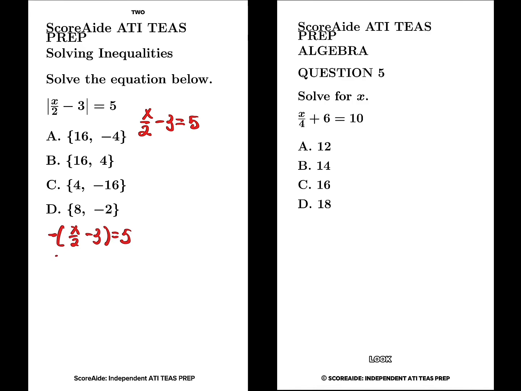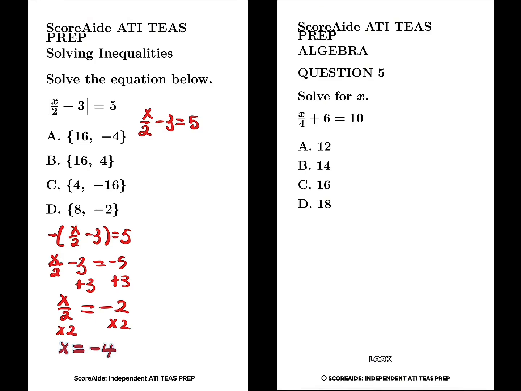So we can rearrange these two. x over 2 minus 3 is equal to negative 5. So in this case, we will add 3 to both sides of the equation, and we will have x over 2 is equal to negative 5 plus 3, which is going to give us negative 2. Now we are going to multiply both sides of the equation by 2, because x is divided by 2, the opposite of that operation is going to be multiplication. And we will have x here equal to what? Negative 4.